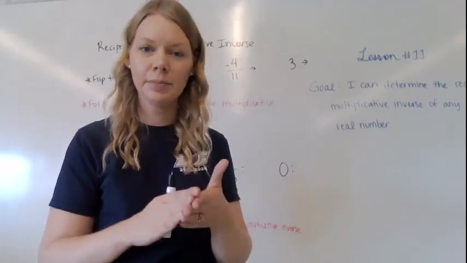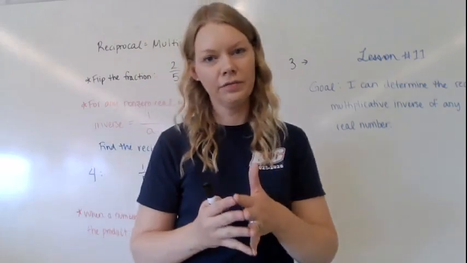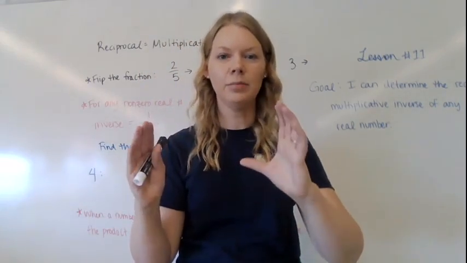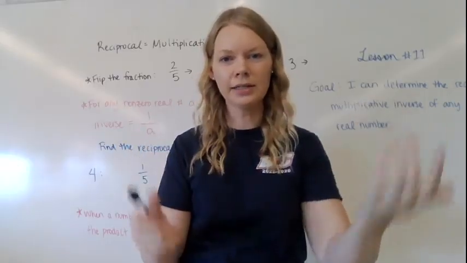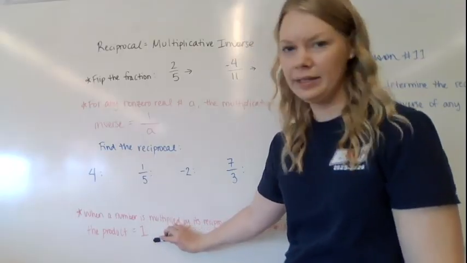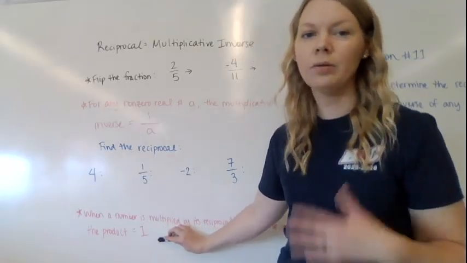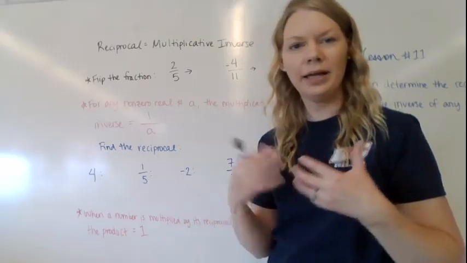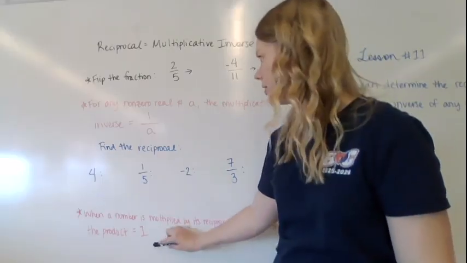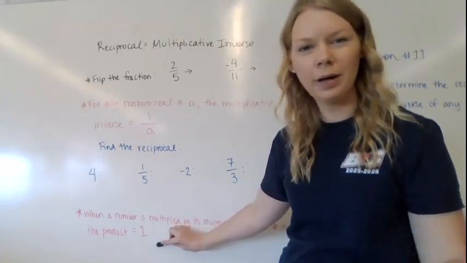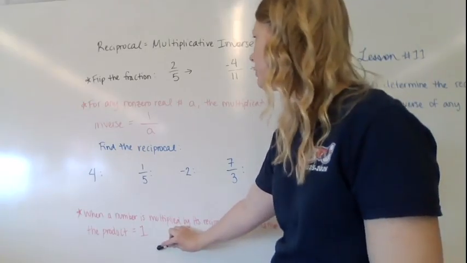8 plus negative 8 equals 0. With a reciprocal or multiplicative inverse, when we multiply a number times its multiplicative inverse, the product is equal to 1. That's a key thing to know about the reciprocal, or multiplicative inverse. Those are synonyms. When we multiply them together, we get a product of 1, and that's going to be really useful to us in a lot of the types of problems that we'll solve in the near future.